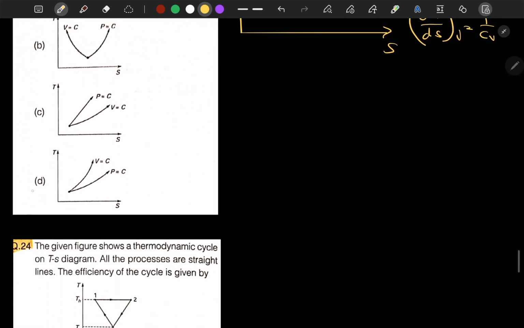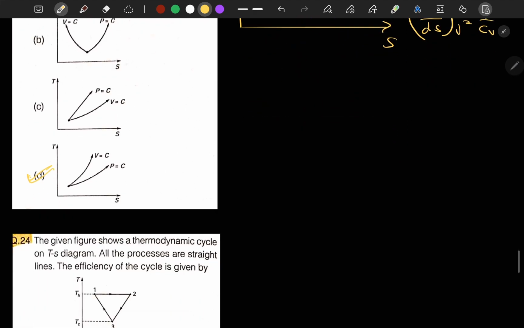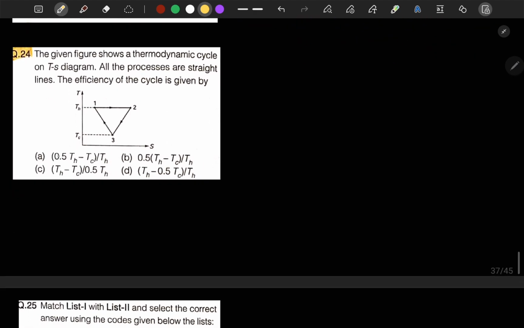Moving to the next question, so option D is correct, as I mentioned here. Now question number 24. It is given that a TS diagram is shown and all the thermodynamic processes are straight lines. The efficiency of the cycle is given by. Efficiency of any cycle is given by work done upon Q supplied. Work done is generally the area of the curve, whether it is a TS diagram or a PV diagram. So we can write work done is equal to half into base into height, and what is the base?